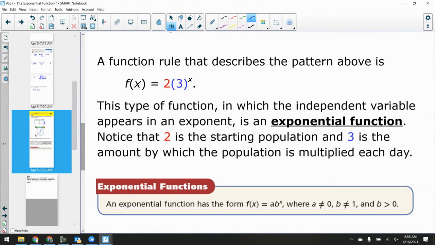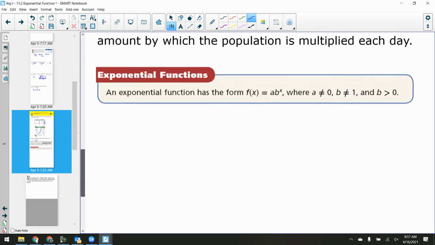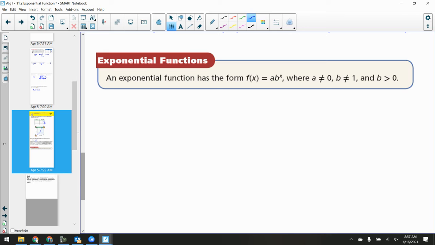The function rule that describes the pattern above is 2 times 3 to the x. Do you notice what value I started with in my table? 2. What value did I continually multiply by? 3. Do you notice how this is the exact same thing as our geometric sequence? The only difference is instead of an x minus 1, I've got an x. That's really the only difference. And that's our general form of an exponential function. It's f of x, box it, circle it, do whatever you need to do.